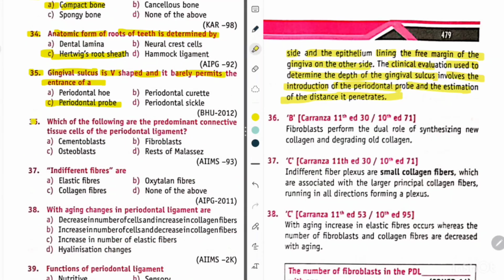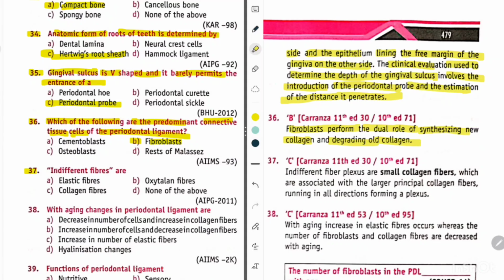Now question 36. Which of the following are the predominant connective tissue cells of the periodontal ligament? Option A, cementoblast, option B, fibroblast, option C, osteoblast, option D, rests of Malassez. So its answer is option B, fibroblast. Fibroblasts perform the dual role of synthesizing new collagen and also degrading old collagen.